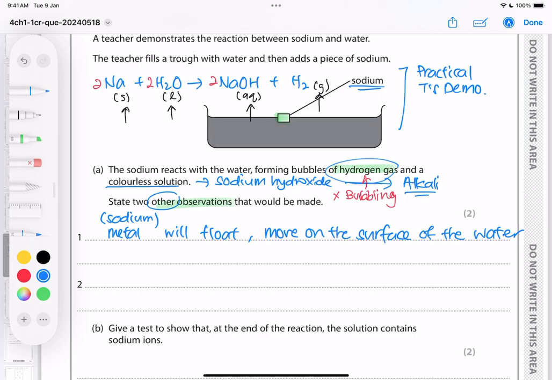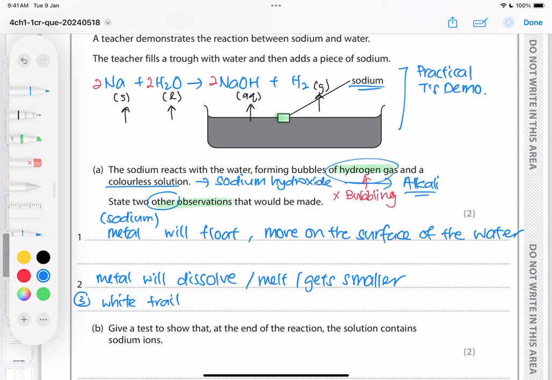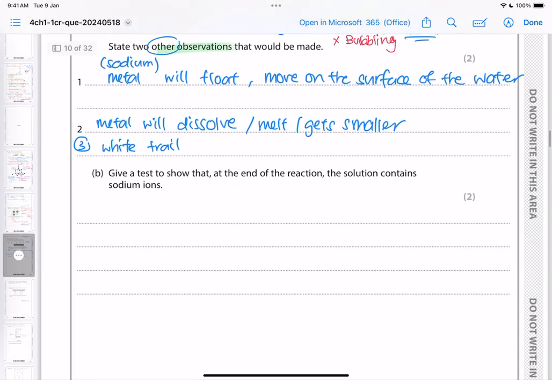Over time, what else will happen? The sodium metal would dissolve. Both the words dissolve or melt are acceptable here, or you could just say it gets smaller in size. And for those of you who have done this experiment, you would see a white trail being formed as the sodium is moving across the surface of the water. So these are typical observations that you will see for this demonstration. Let's move on to part B.